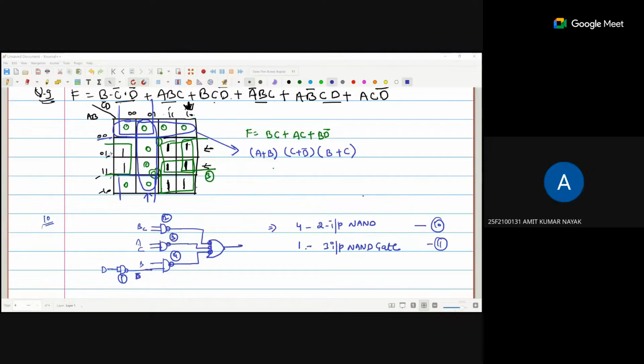So the last two questions, 16 and 17. I think question number 16, the answer is wrong.